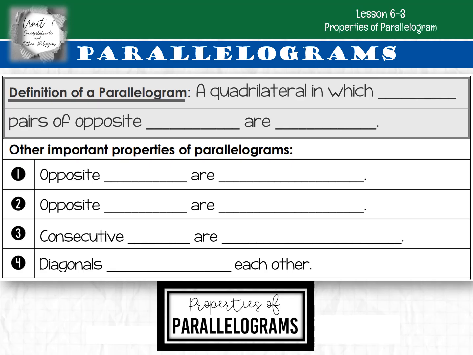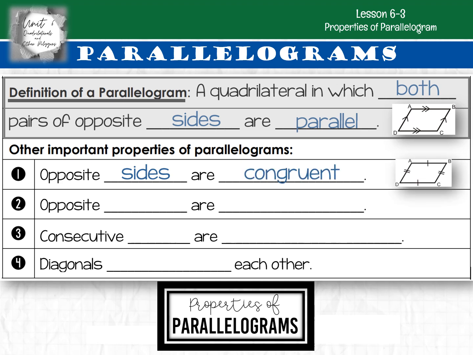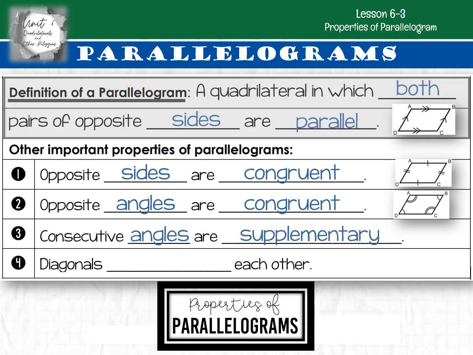Definition of a parallelogram. It's a quadrilateral in which both pairs of opposite sides are parallel. And there's a diagram for it. Other important properties of parallelograms. So that was definition. These are properties. Opposite sides are congruent. Opposite angles are congruent. Consecutive angles are supplementary, which is difficult to show on a diagram, so I don't have one there for you. But diagonals bisect each other. There you go. All these different properties.